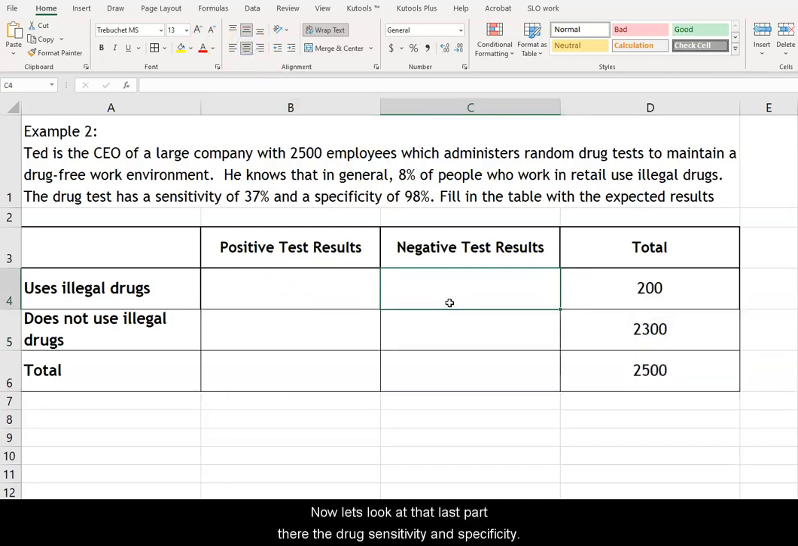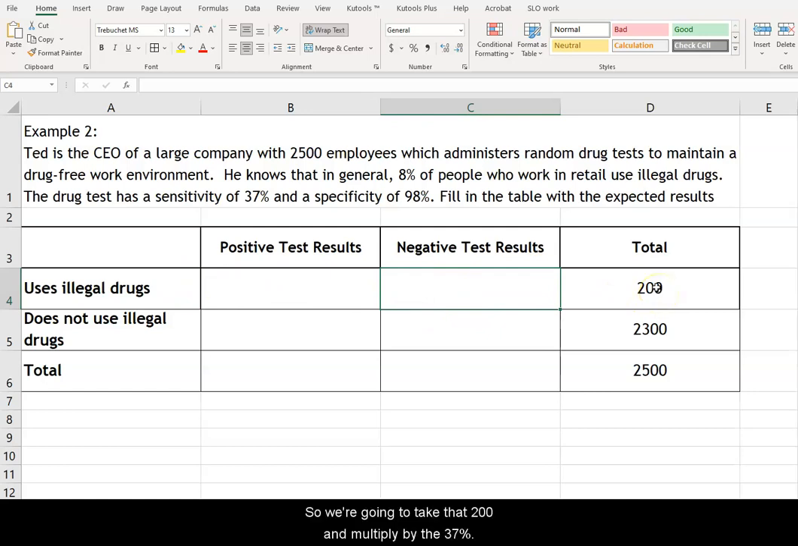So now let's look at that last part there, the drug sensitivity and specificity. Sensitivity deals with positive results. Okay, they have a positive result and they use drugs. Okay, so basically true positives. Okay, so the sensitivity there of having a positive or using drugs. Okay, so everybody on our first row uses. Okay, it's just whether or not the test was sensitive enough to tell.